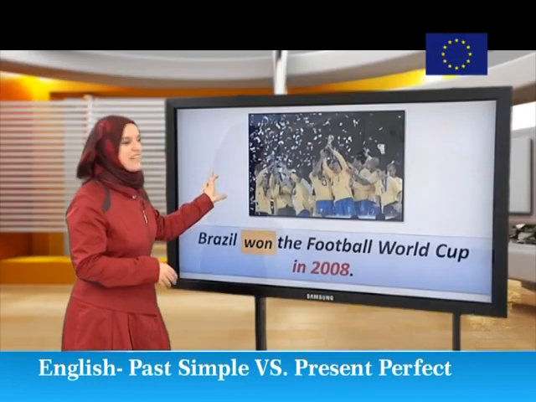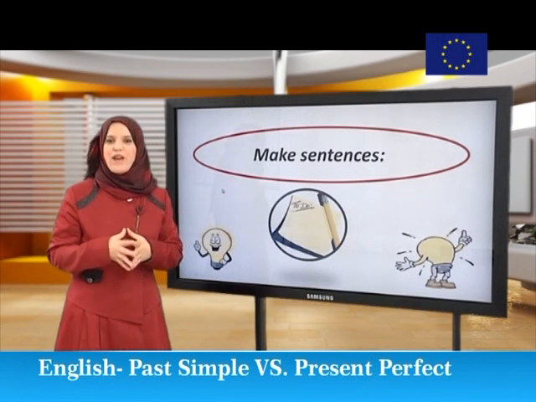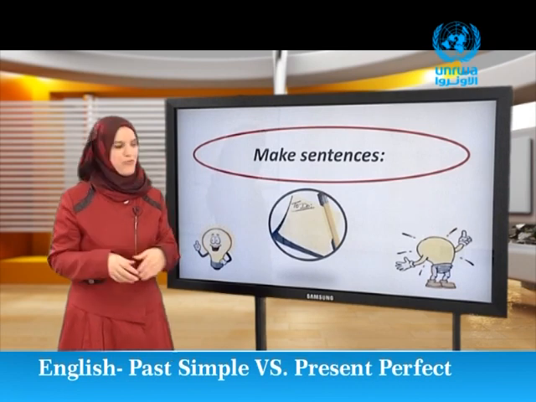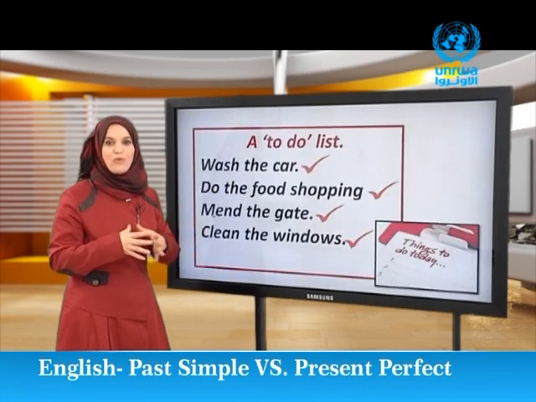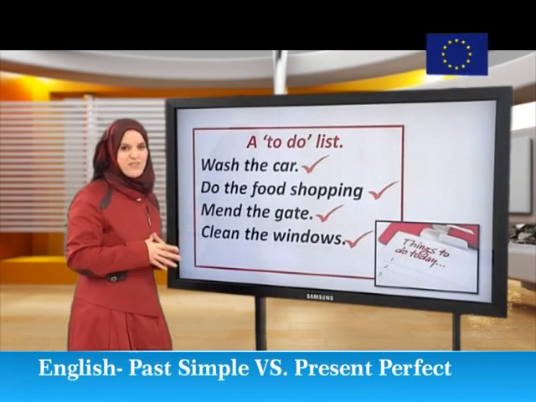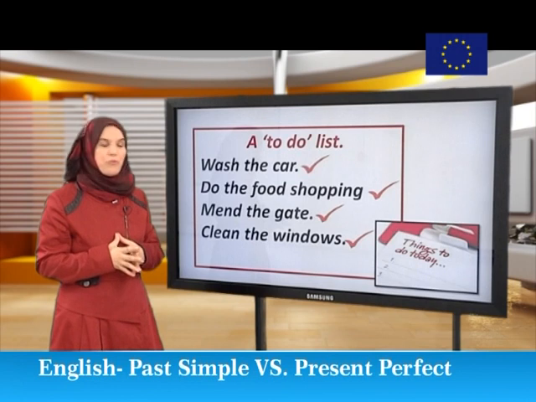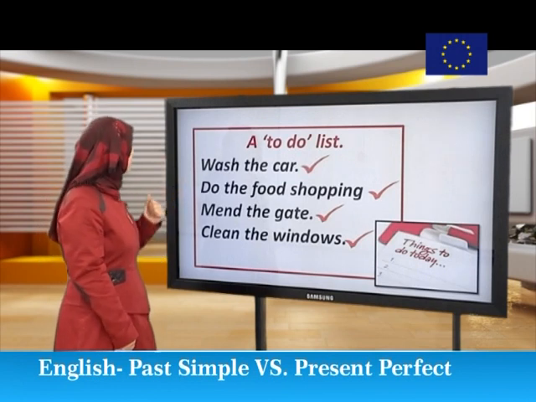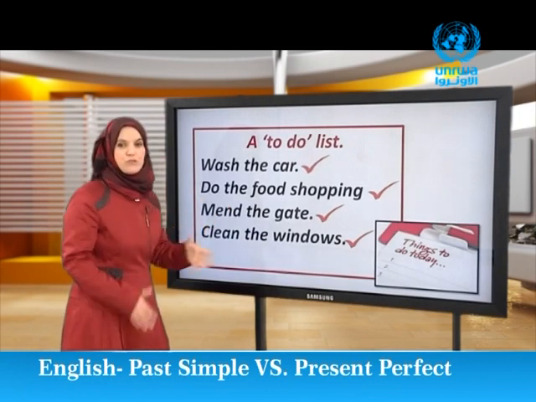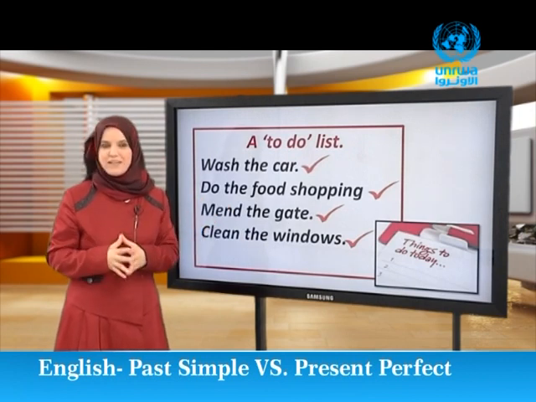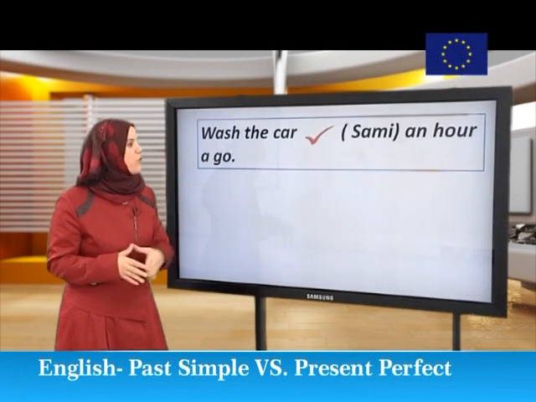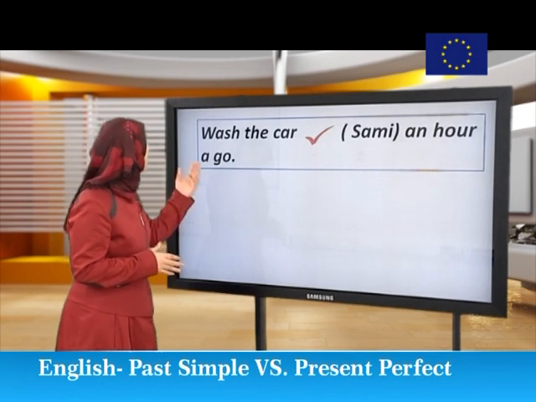Good. And now our last activity. We are going to make sentences using either the past simple tense or the present perfect. Look, this is a to-do list. Sammy wrote it, and here are some activities for the family members to do. Wash the car, do the food shopping, mend the gate, clean the windows. All these actions have been done. Let's look at number 1, wash the car. This job is for Sammy. He did it an hour ago.